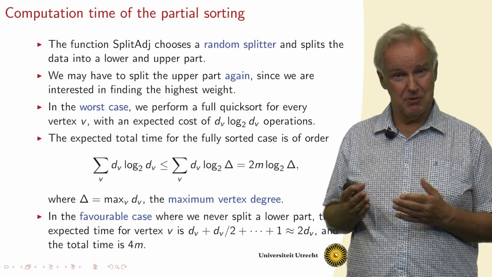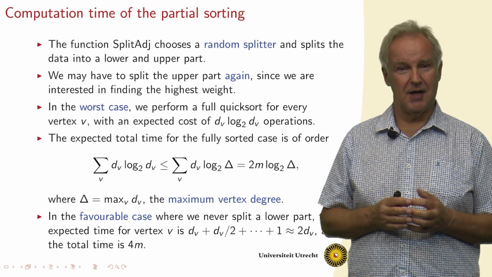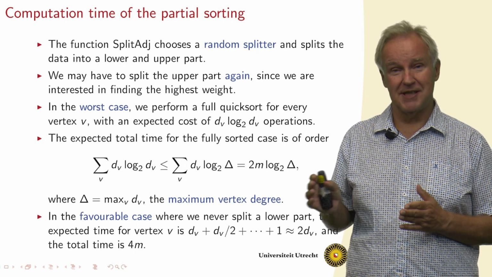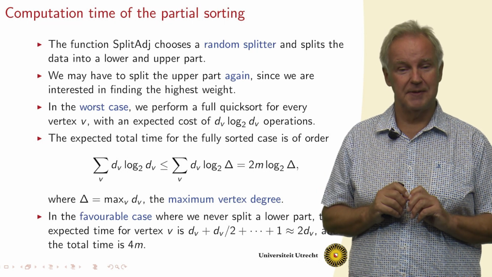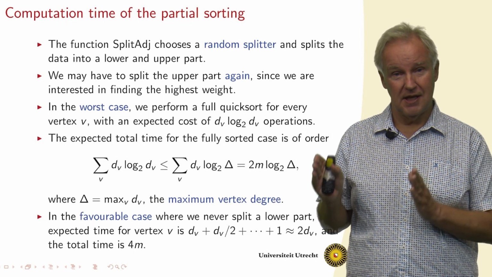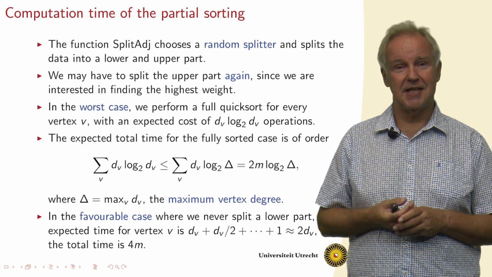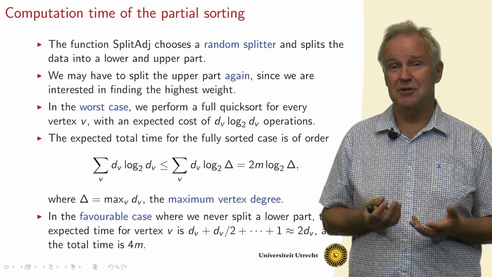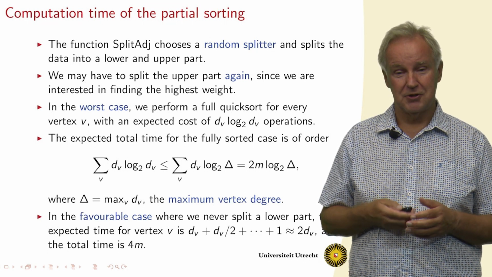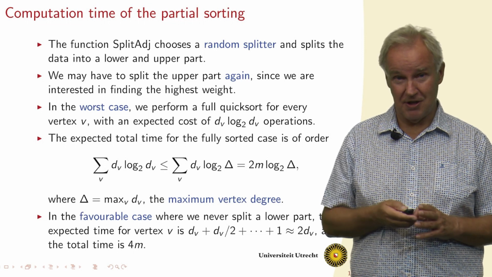In the favorable case, where we don't need to do a full quicksort, but we never have to split a high part again, a low part again, then we halve the size: dv, half dv, a quarter of dv, etc. And if we add that up, it's only 2 times the degree that we have to do. So then we're also in a linear situation. And in practice, this happens a lot.